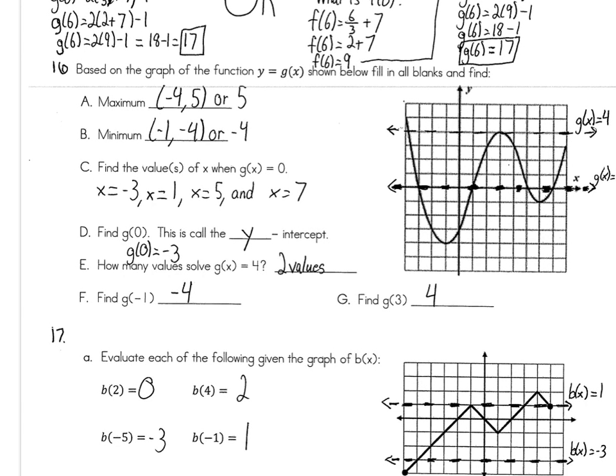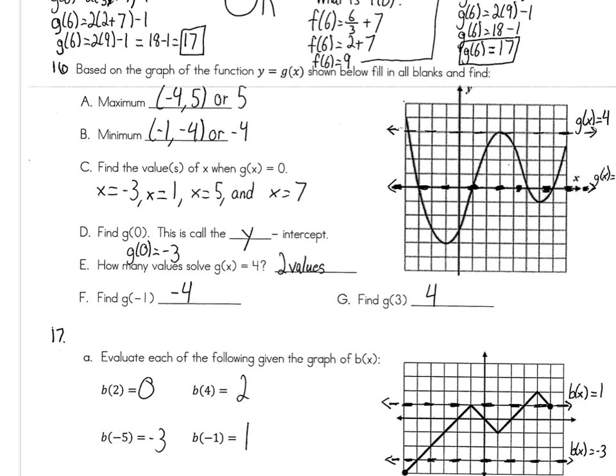Okay, here's number 6. We need to figure out the maximum. I actually prefer the maximum to be listed as a value, so the maximum is 5, where the minimum was negative 4. That was our y values, remember, all the way up here. And then find the values of x when g of x, so when y, is equal to 0. Those are all the zeros, so here, here, here, and there: negative 3, 1, 5, and 7.